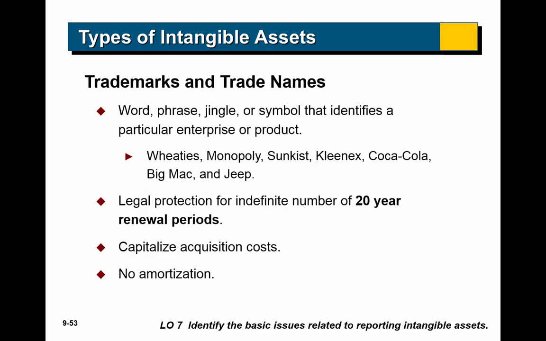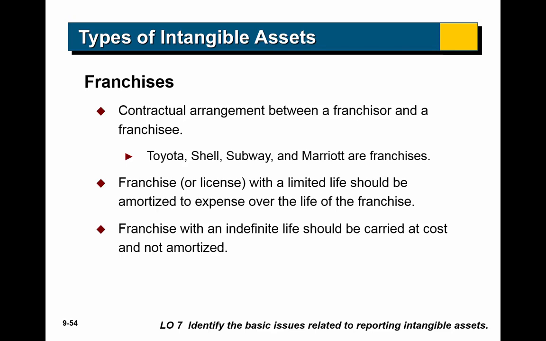Trademarks and trade names usually last 20 years. No amortization. Oh, I see. That's why. So you can renew them over and over, these trademarks, and so they really don't have a limited life because you can continue to renew them every 20 years. So you don't amortize. Franchise, same thing. If it has a limited life, you amortize it. If it doesn't, then you don't.